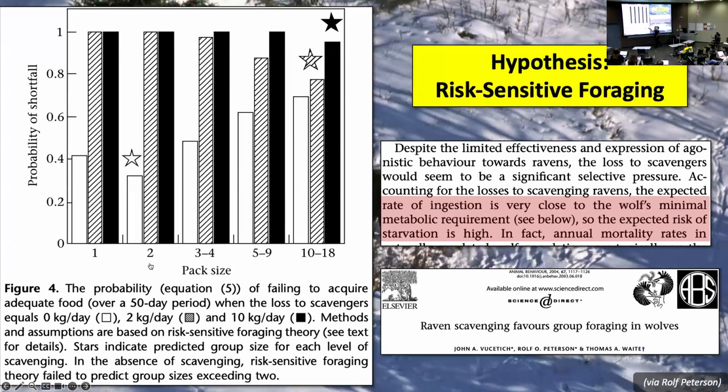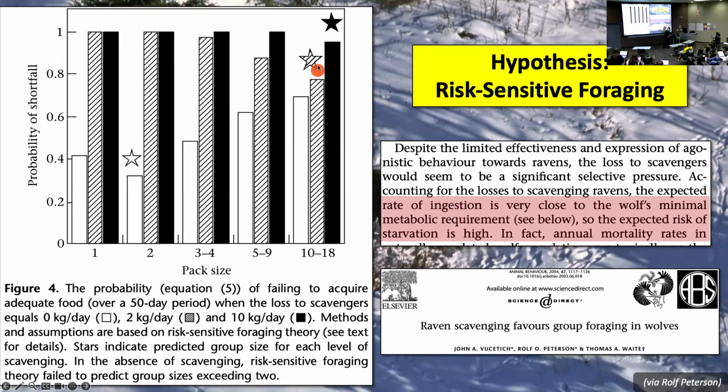So the way you minimize your probability of shortfall when there's no scavenger birds is you go around with a pack of 2. But as you add in, so remember the hatched bars are moderate scavenging, the dark bars are a lot of scavenging, and even moderate scavenging, then you get packs of 10 to 18 will end up minimizing the probability of shortfall. So that's what you're supposed to look at here, is these black bars are high and then they dip low, or these hatched bars are high, then they dip low.